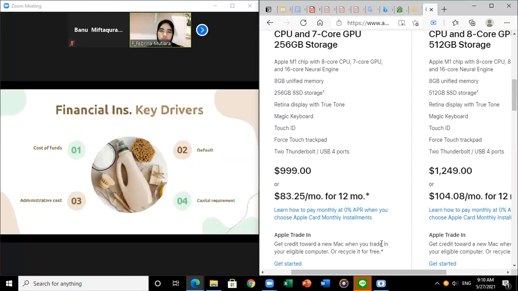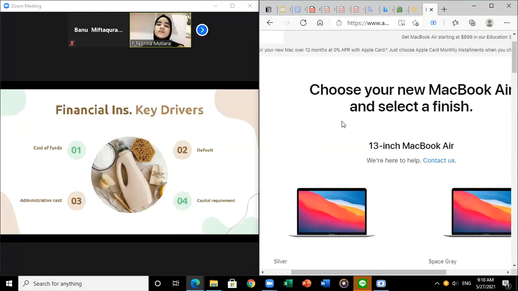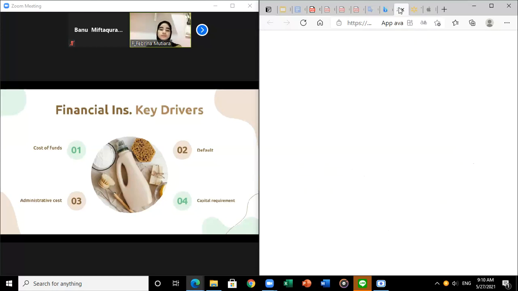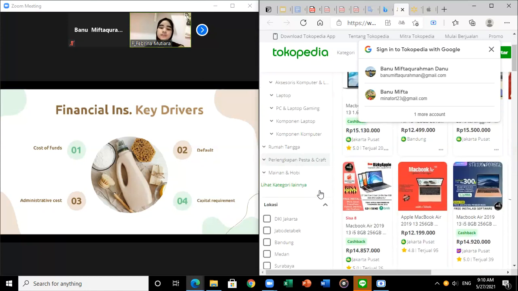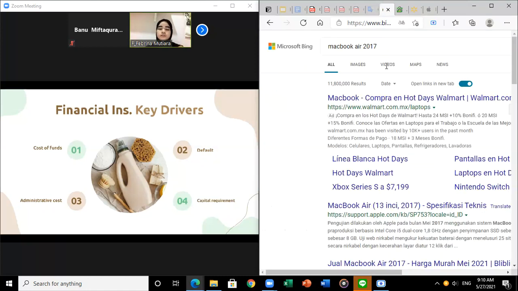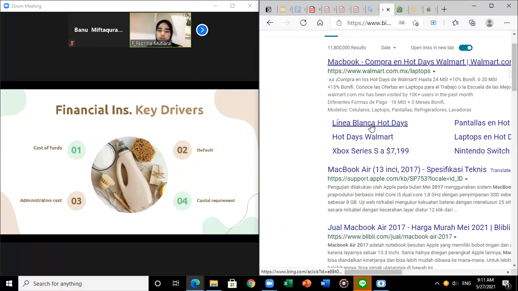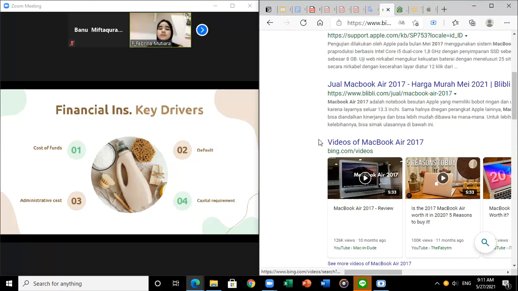Then they discuss the financial institution key drivers. First, there is the cost of funds. The cost of funds is the money used for loans by a financial institution, which comes from the savings and deposits of their customers, who will expect something in return for making their money available. The loan rate charged will be influenced by the interest paid on savings. A high interest rate for depositors implies a higher interest rate charged on the loan.